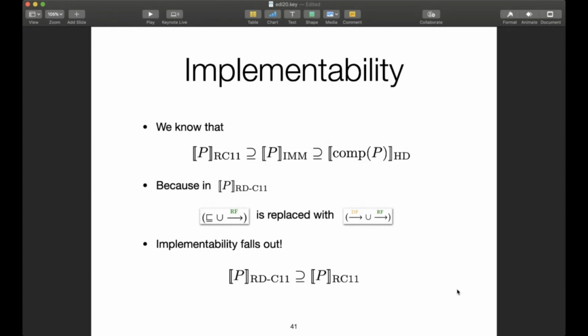So one of the things we can show is that this is implementable. We already know that the behavior of a program under RC11 is a superset of the behavior of a program under this IMM model. This is the intermediate memory model. I know Ori's in the audience. I think he was on that paper. So we said there's this IMM model. It's incredibly useful. What it does is it provides an intermediate notion of what the underlying architecture is going to provide in terms of guarantees.